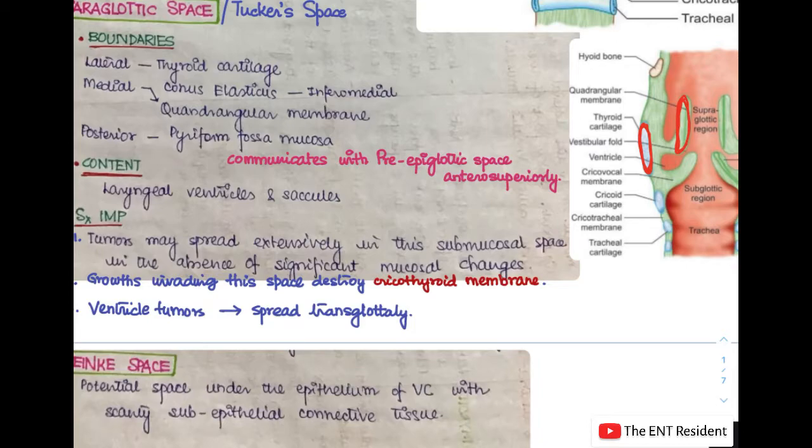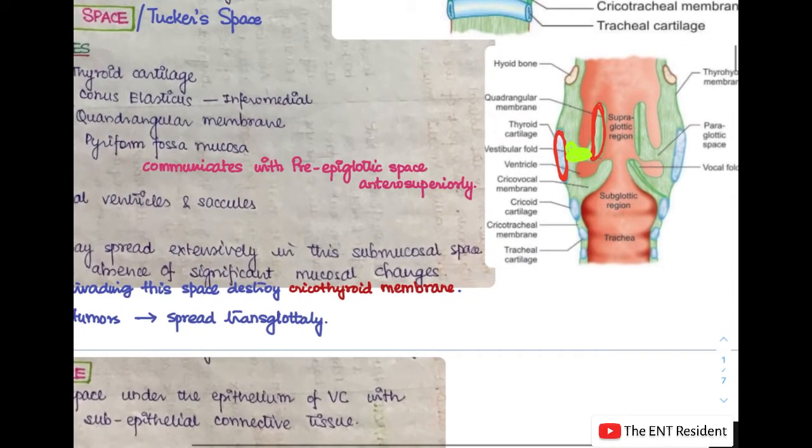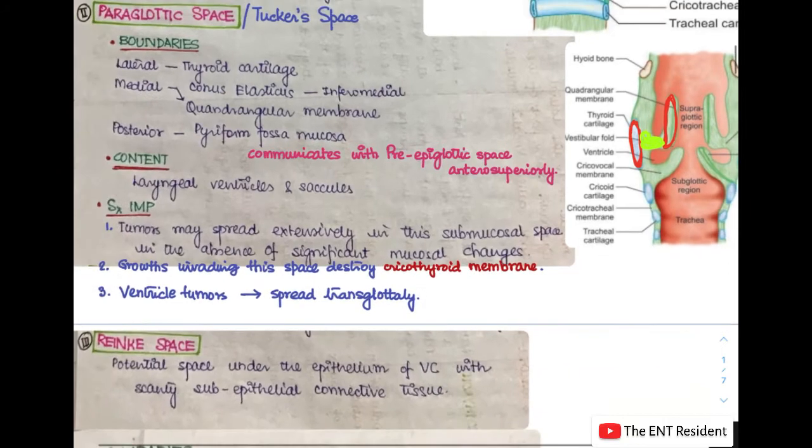Posteriorly, which is not visible in the image here, it is lined by the piriform fossa mucosa. You can see here, this here is the paraglottic space. So the lateral boundary is formed by the thyroid cartilage, medially by the quadrangular membrane and conus elasticus, and posteriorly by the piriform fossa mucosa. And as I was telling you earlier while talking about the pre-epiglottic space, this paraglottic space is communicating with the pre-epiglottic space anterosuperiorly. What is the content of this space now?